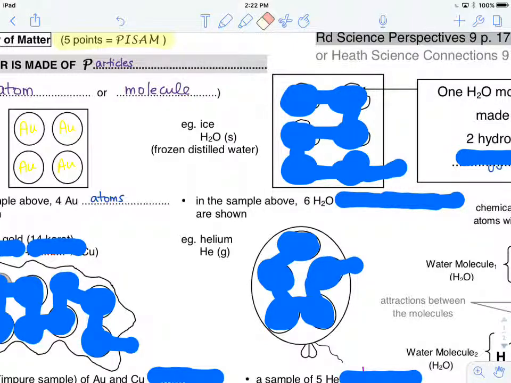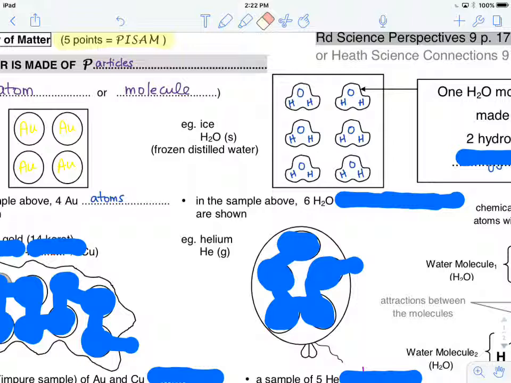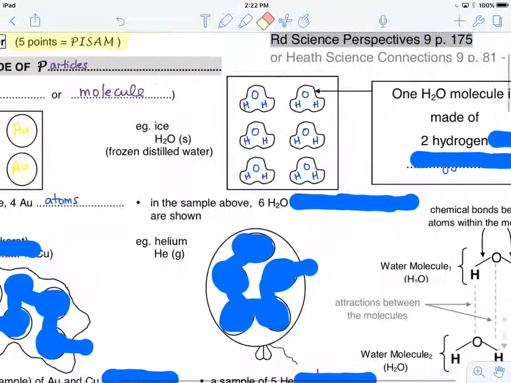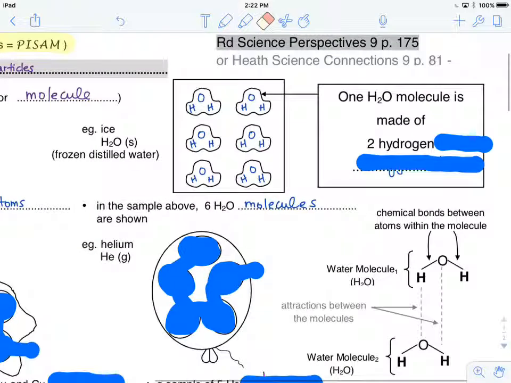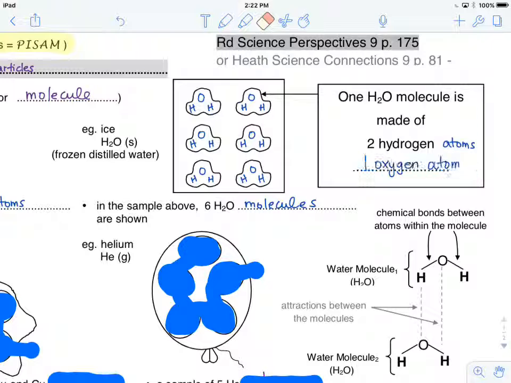A little bit of a different example. Ice is made up of H2O molecules. Okay, so in this example, 6 water molecules are shown. And a molecule is made up of, in this case, 2 hydrogen atoms and 1 oxygen atom. And that's where the 2 comes from. There's 2 hydrogens and there's 1 oxygen.